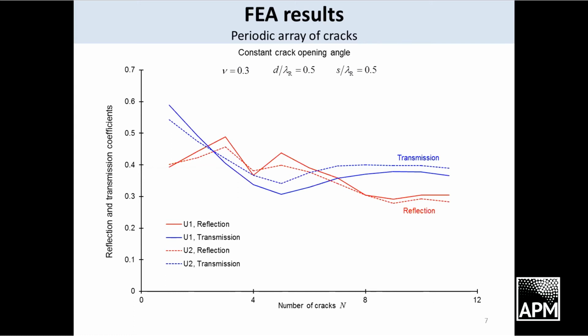As it can be observed, the transmission coefficient has a local minimum when a periodic array consists of 5 similar cracks. Here it is. And the reflection coefficient has 2 local maxima when a number of cracks is 3 and 5. Unfortunately, both coefficients remain at the same order of magnitude under any reasonable number of cracks in the array.